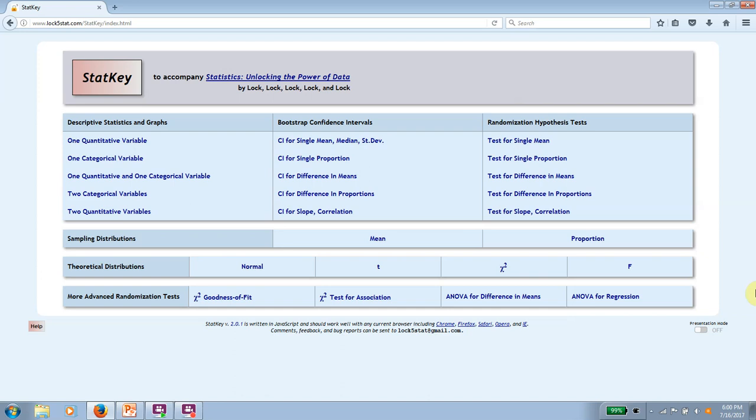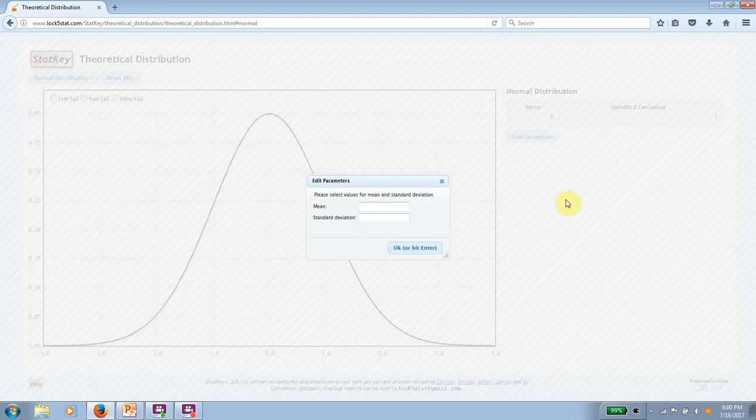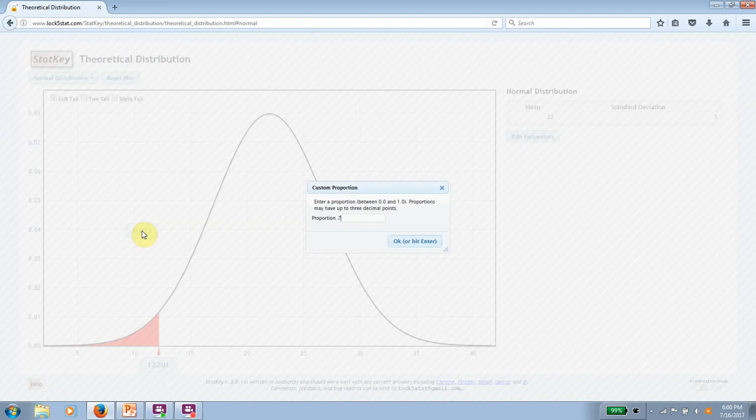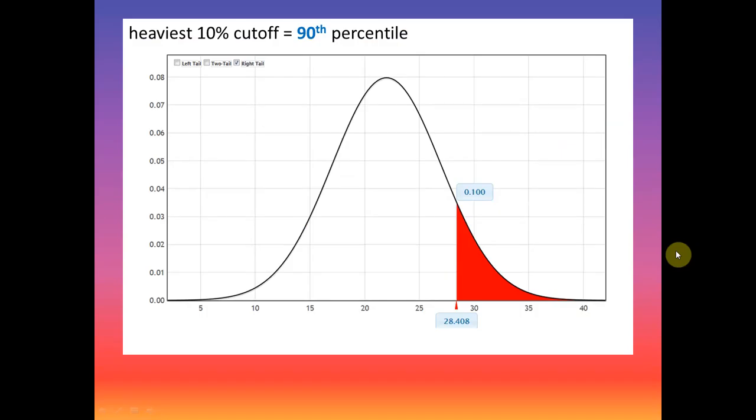To run through this in StatKey, again, theoretical distribution's normal, and now I need to change my mean and standard deviation to 22 and 5. And it's a left tail where you want 0.75 for the 75th percentile in the left tail. And there's the 25.372. The other question, the cutoff for the heaviest 10%, this is where maybe you have to watch out a little bit.